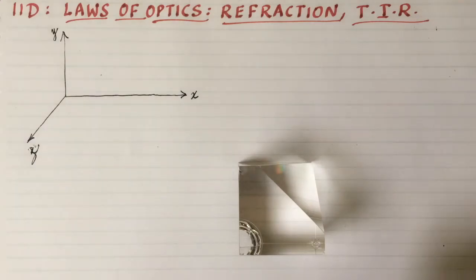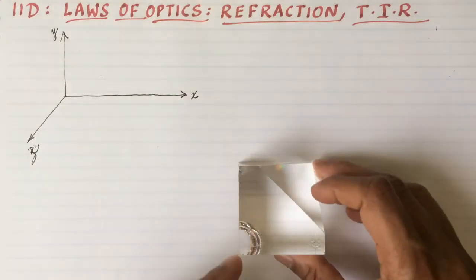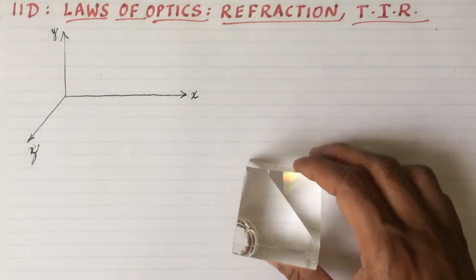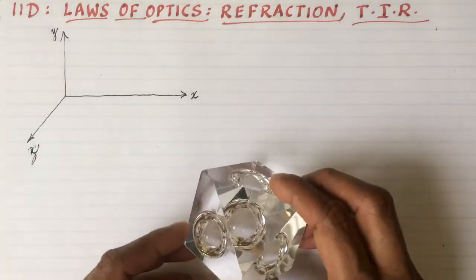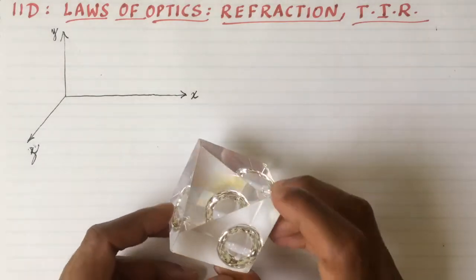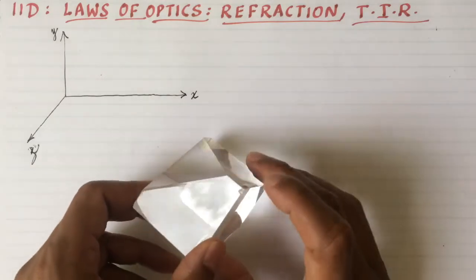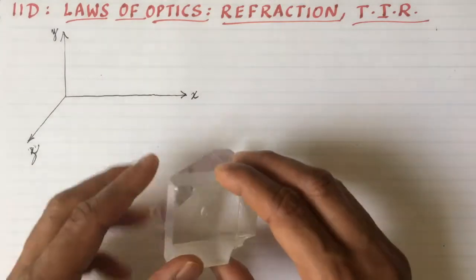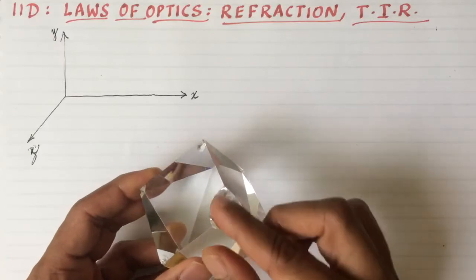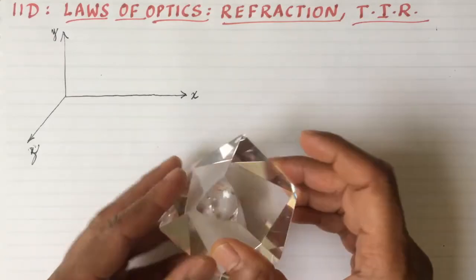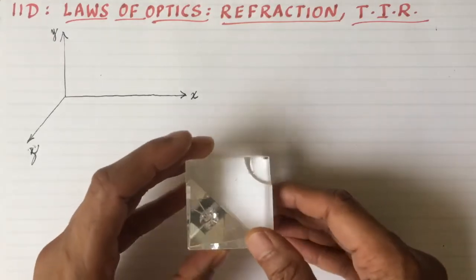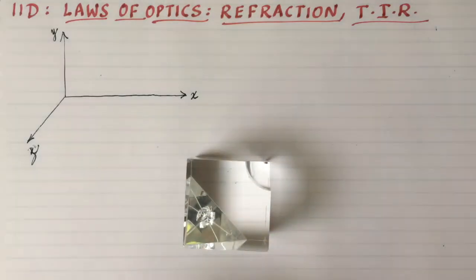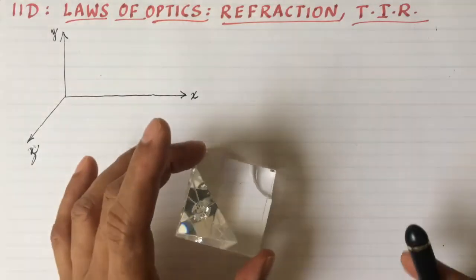So what I have here is a glass prism. It's got several interesting surfaces, some inclined surface, and here is a spherical indentation. So it makes a good lab to study some phenomena.